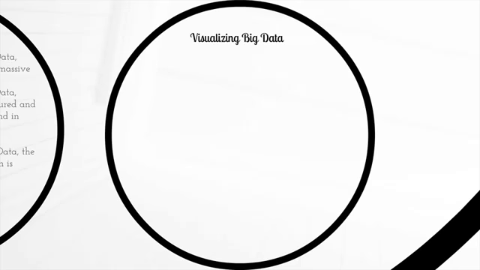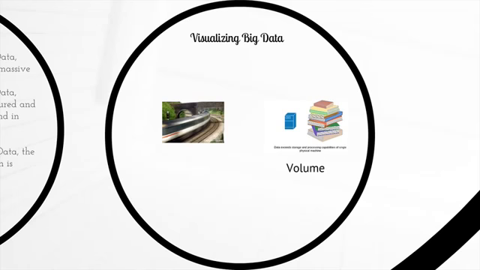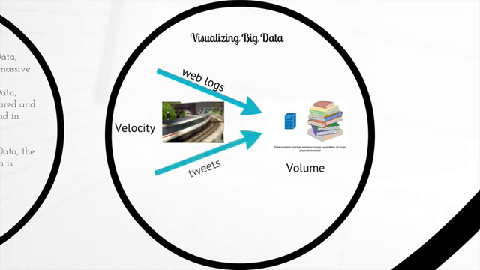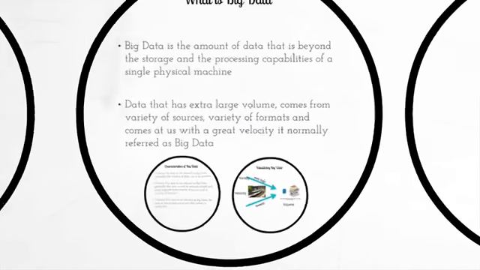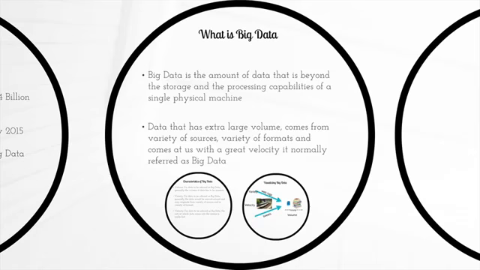Let's visualize big data. First, you have a fantastic server, but the amount of data it has to process is much above its capacity. That's volume. Second is velocity. For data to be referred to as big data, the data should come into your system with really great speed. That's velocity. And third is variety. For data to be referred to as big data, typically data would come from multiple sources in multiple sizes and shapes. So that is big data.